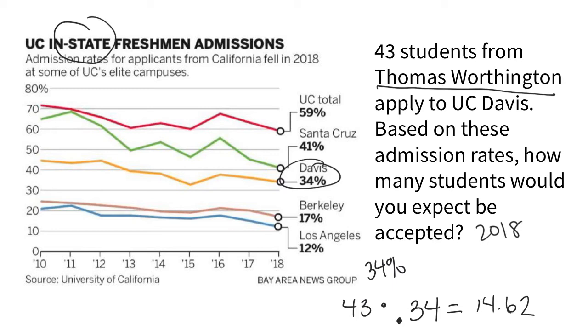14.62. Well, we're talking about people, so we know we cannot have half a person. So we need to round down. So our answer would be 14 students. That's how many students we would expect to be accepted to UC Davis if 34% of those students were accepted out of 43 total applicants.